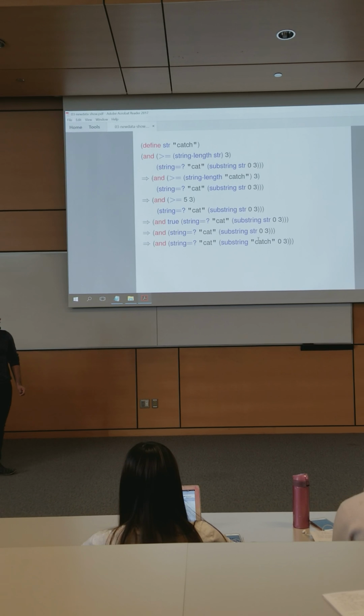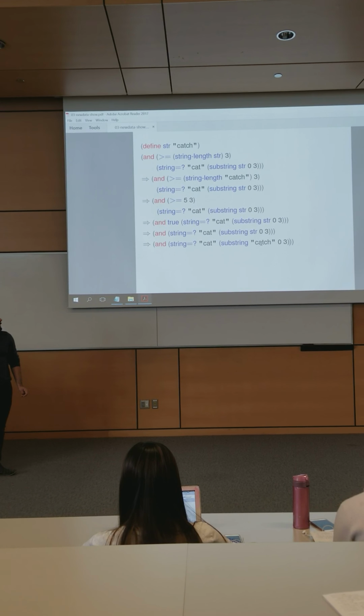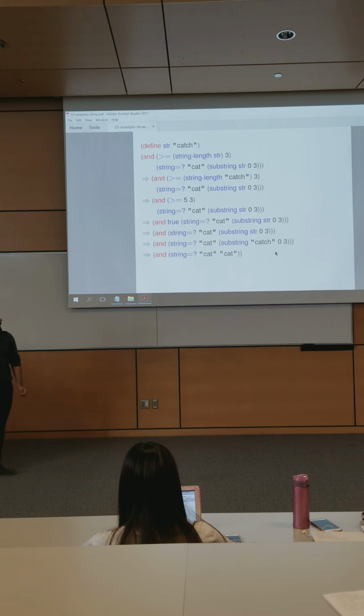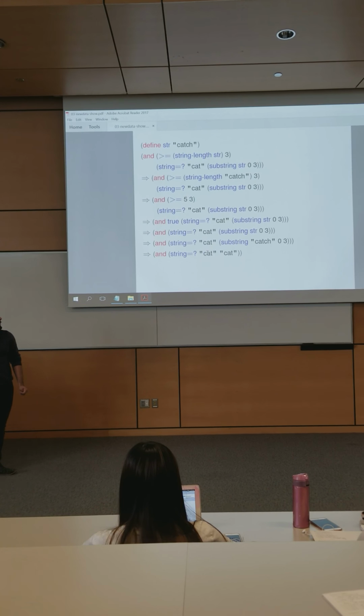Okay? So substring cat 0 to 3 gives us 0, 1, 2, 3. So it's up to the C, but not including the C. So it's these three right here. Okay? So then we get and string equals cat cat. And we get and true.